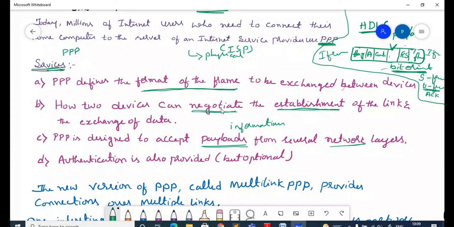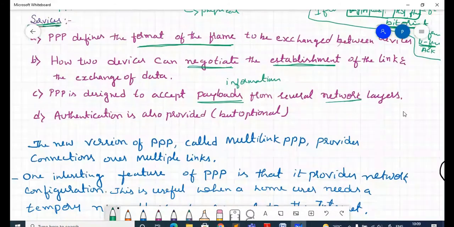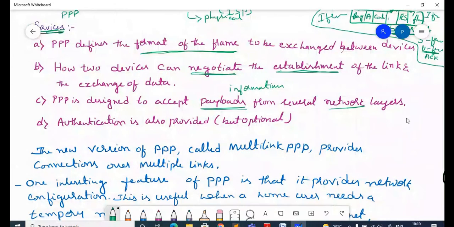Is it clear? So one main service provided by the point-to-point protocol is the format of the frame. It is going to define the format of the frame. Then two devices can negotiate the establishment of the link.